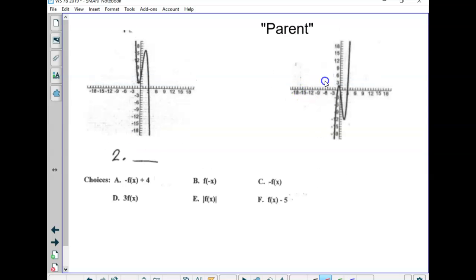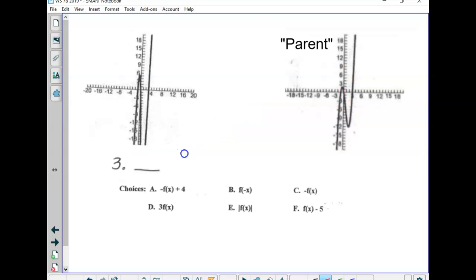Number 2, here's the parent over here. Definitely looks upside down to me. Does it look upside down to you? But if I just flipped this upside down, instead of going to +2, it would go to -2. Instead of going down to -12, it would go to +12. So I think it also was flipped and up, right? A reflected plus shift up. And it was reflected over X.